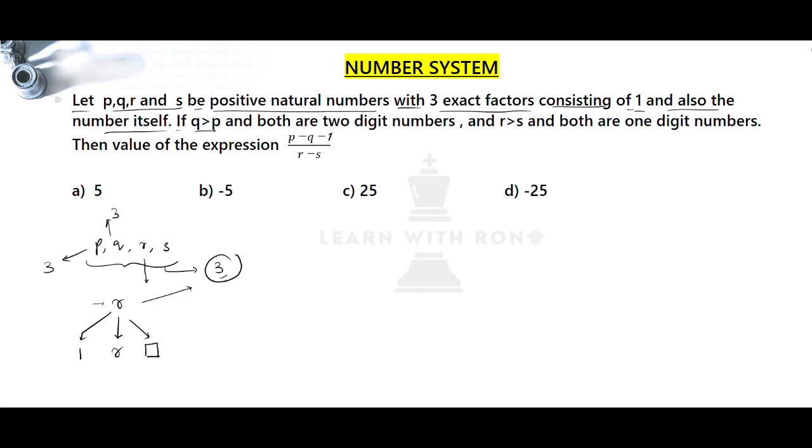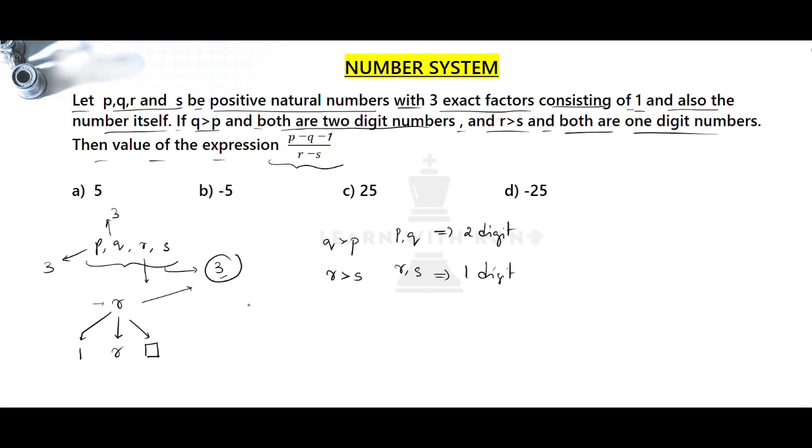Okay. They have given a condition Q greater than P, and both are two-digit numbers, which means P and Q both are two-digit numbers. And R greater than S, and both are one-digit numbers. So R and S are one-digit numbers. Then find the value of this expression. We need to find the value of this expression.